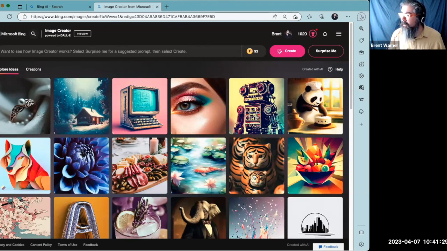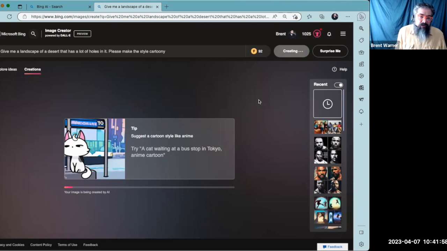Okay, so I'm seeing a landscape in the novel Holes. I'm going to give it an actual prompt here to play with. I'm going to say, give me a landscape of a desert that has a lot of holes in it. Please make the style cartoony, just for fun. So here's what it's going to do. It's going to take a minute or so. This is definitely slower than the chat ones because it's generating an entire image as you go.